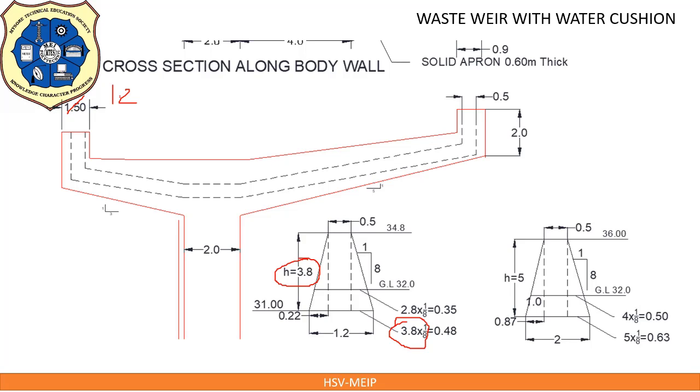We will get 0.48 as the width of this portion. If its total width is 1.2, if you minus 0.48 and 0.5, 0.22 will be the batter on the earth side. That is, this width will be 0.22, this is 0.48, center width is 0.5. Like that we have to show when batter is given. That means this portion is 0.48.